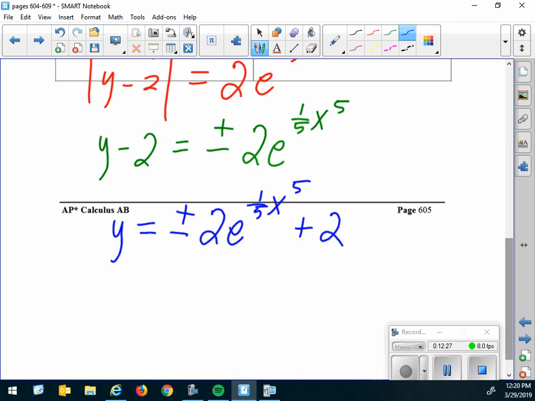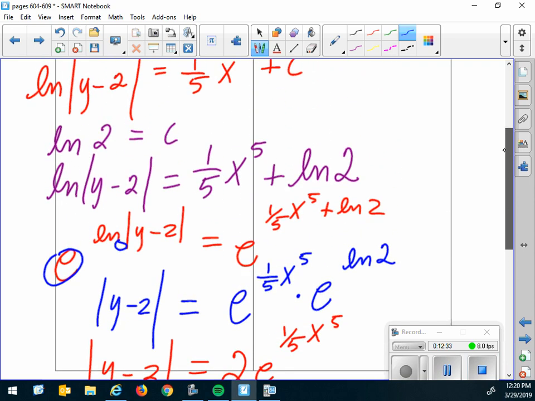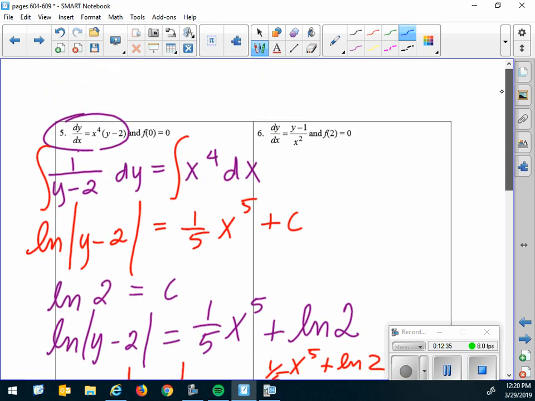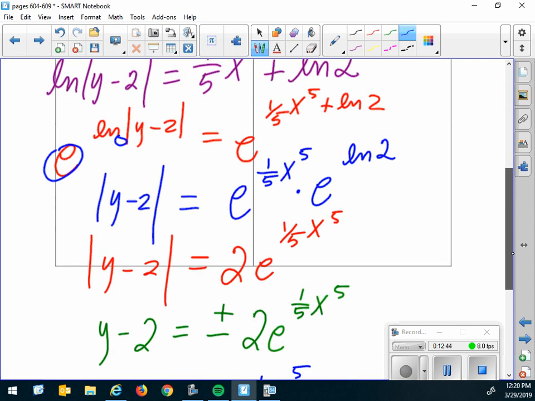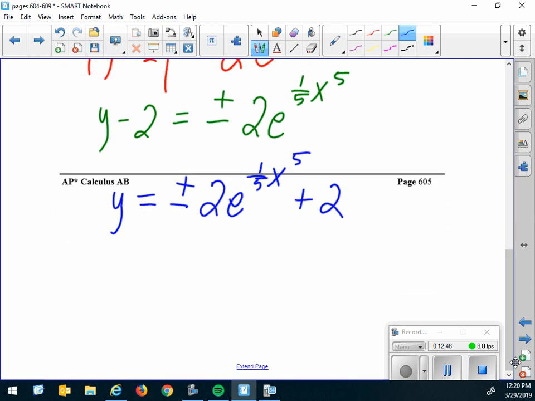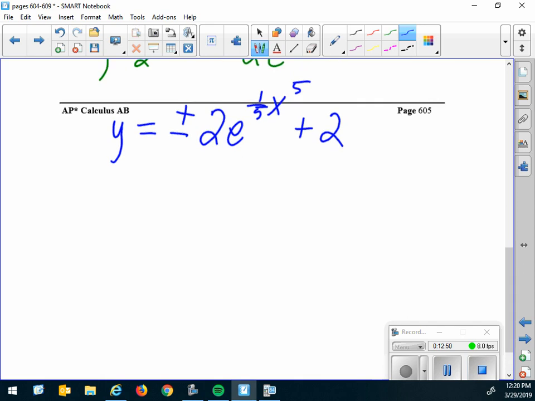Only one works. What happened to C? I figured out what C was way back up there. F of 0 equals 0. Now is when you use your initial condition and see which one works. No, they don't both work. I promise you they don't both work. 0, 0.